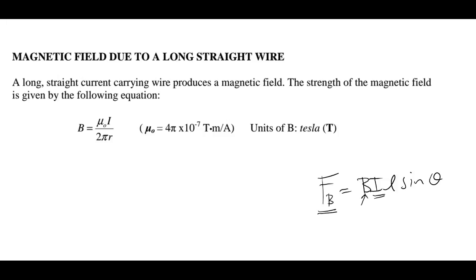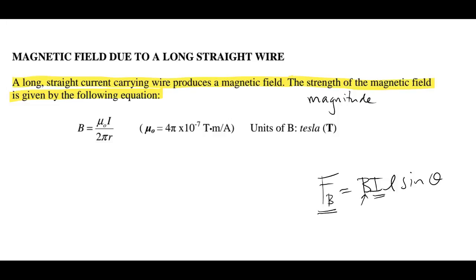It says, this is towards the bottom of the page, a long, straight current carrying wire produces a magnetic field. I'll go ahead and highlight that. The strength of the magnetic field is given by the following equation. Another way of saying strength is the magnitude, so let's go ahead and write that down, magnitude. So the magnitude of the magnetic field is given by this equation.